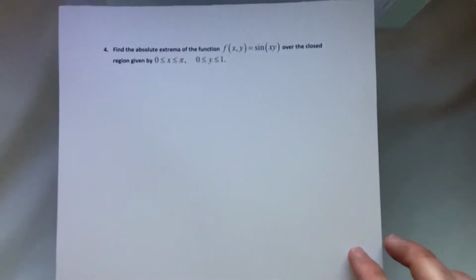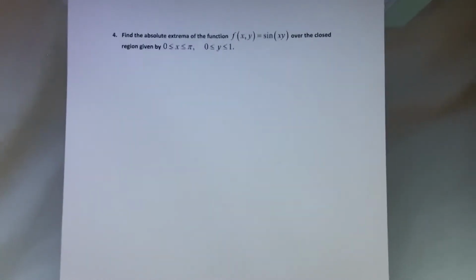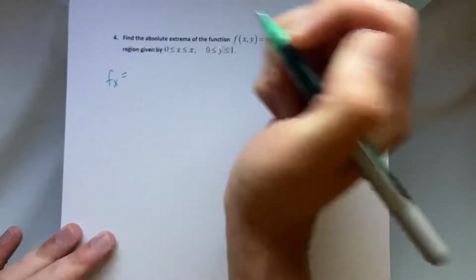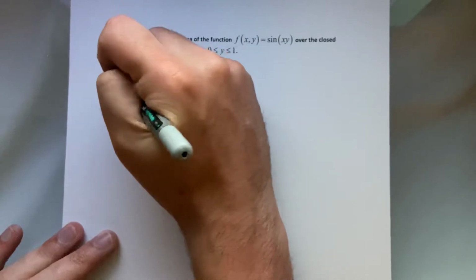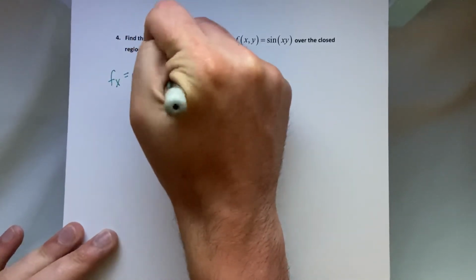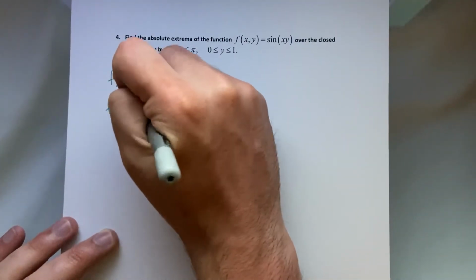So let's do one more unsavory problem before we do 13.9. Find the absolute extreme of the function f of x,y equals sine xy over the closed region bounded by 0 is less than or equal to x, less than or equal to pi, and 0 is less than or equal to y, is less than or equal to 1. So again, partials: f of x is cosine xy times the derivative of the inside, which will be y. So y cosine xy, partial with respect to y is x cosine xy.